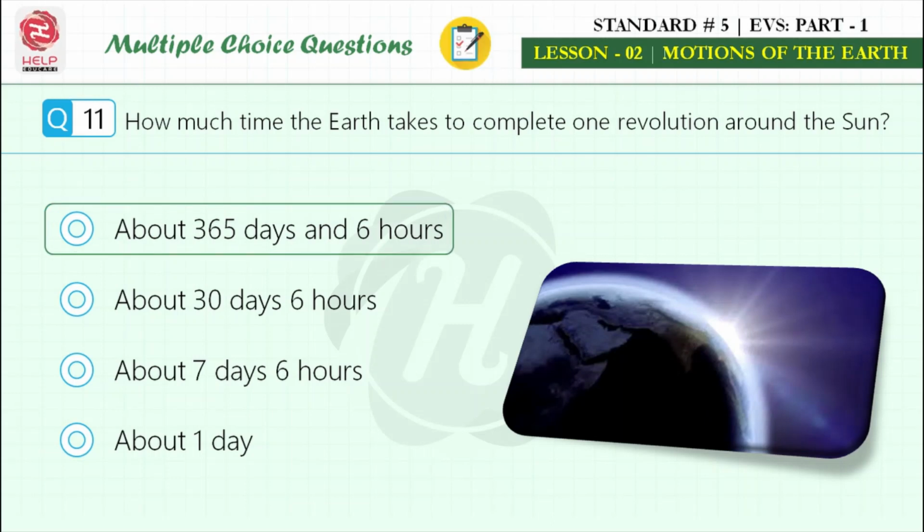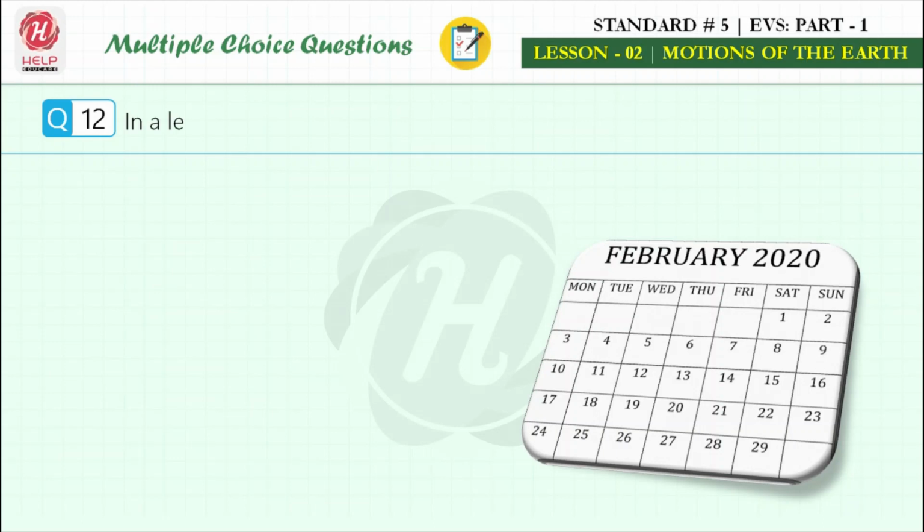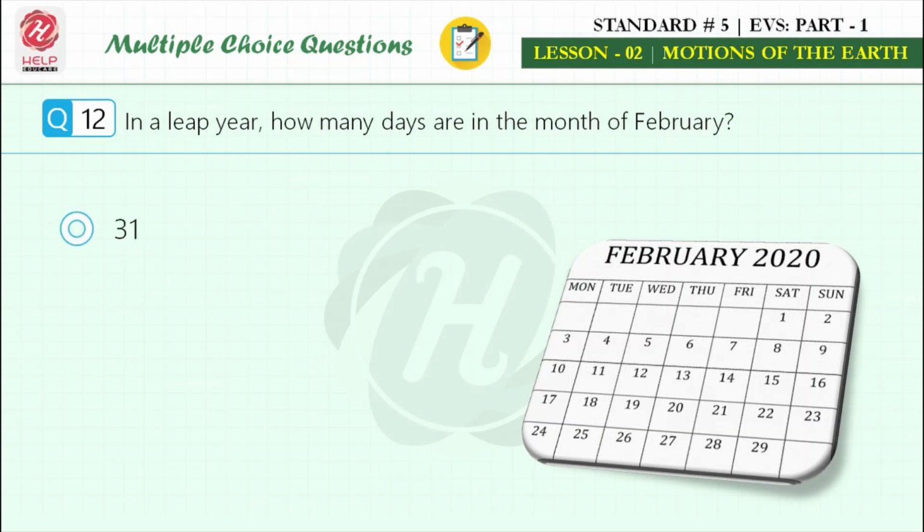Correct answer is about 365 days and 6 hours. Question number 12. In a leap year, how many days are in the month of February? First option, 31 days. Second option, 30 days. Third option, 29 days. Fourth option, 28 days.